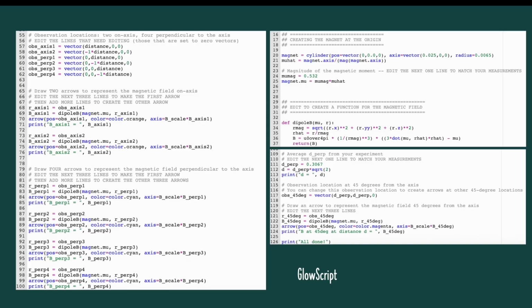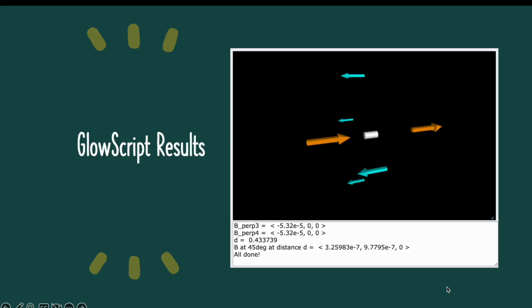This was the GlowScript code that was generated to model everything that we were seeing here. It starts up here in the right corner. This is where we created our function. And this is where we created all of our arrows and scaled everything to represent the field lines. And this is us creating the 45-degree one. And this is what it looked like when we were all done.